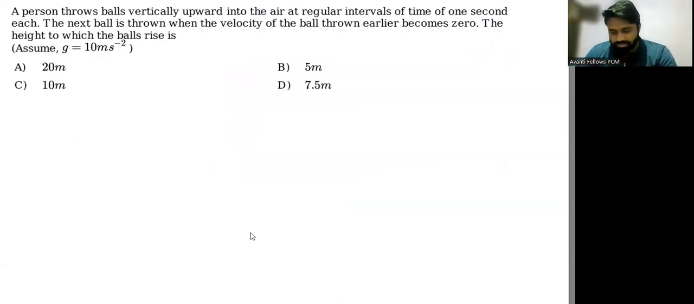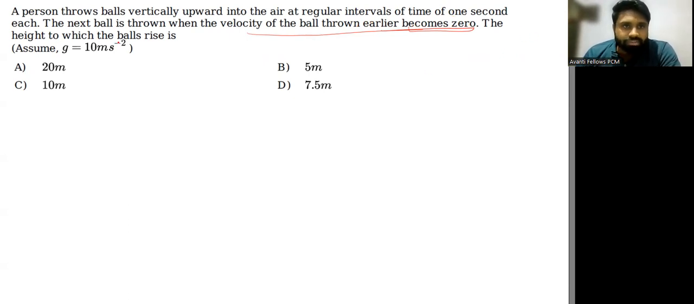This is the very first question on your screen. A person throws a ball vertically upward into the air at a regular interval of time of 1 second each. The next ball is thrown when the velocity of the ball thrown earlier becomes zero. Now this line is important. When he throws the next ball, the other ball has achieved the maximum height. I can say this because, in the statement, the velocity of the earlier ball becomes zero, and that is only possible when the ball achieves the maximum height. So this is a hint.